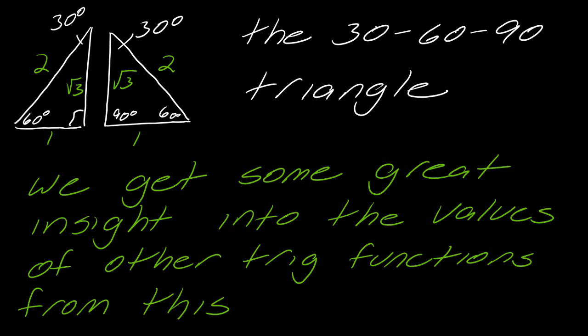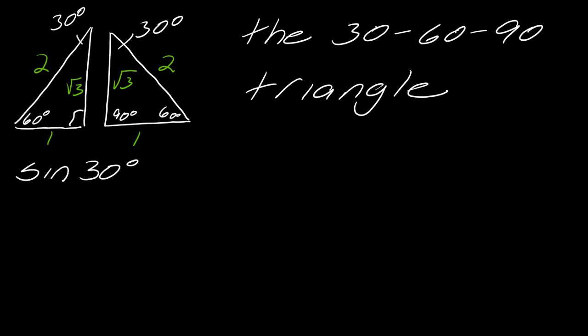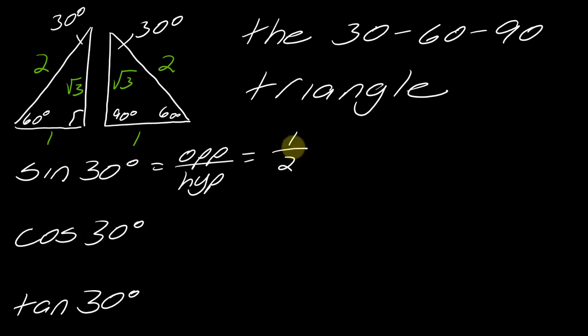Okay, and now we can get some great insight into the values of other trig functions from this little picture. So that's what we're going to do now. I'm going to walk you through this. We're going to start by finding the sine of 30 degrees. Remember, sine of 30 degrees is what? It's opposite over hypotenuse. So here's my 30, here's the opposite, 1, and there's the hypotenuse, 2. So it's going to be 1 over 2. Okay, let's keep going. I want to find also cosine of 30 degrees and tangent of 30 degrees. Cosine of 30 degrees is adjacent over hypotenuse, and tangent of 30 degrees is opposite over adjacent.